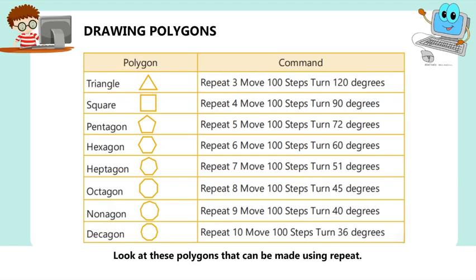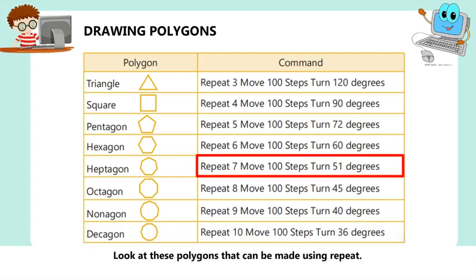Triangle. Repeat 3 move 100 steps turn 120 degrees. Square. Repeat 4 move 100 steps turn 90 degrees. Pentagon. Repeat 5 move 100 steps turn 72 degrees. Hexagon. Repeat 6 move 100 steps turn 60 degrees.